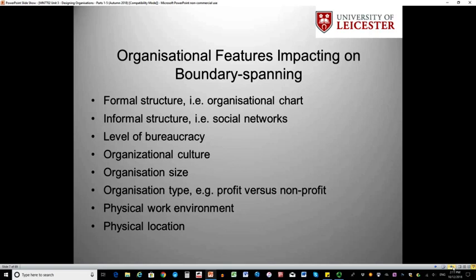So what we see is that boundary spanning is a really important activity for organisations in relation to innovation. But there are a number of ways in which the organisational structure, culture, buildings, and its organisational size and type can impact either positively or negatively on the boundary spanning activity. And so we might want to reflect on our own organisations to see how these different things that I'm talking about relate to different features of your organisation, and how your organisation might change to be able to encourage boundary spanning activities to occur.